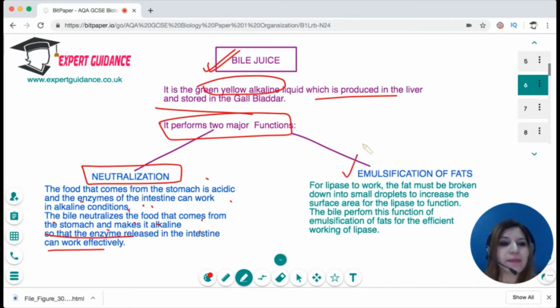Next is the emulsification of fats. For lipase to work, the fat must be broken down into smaller droplets to increase the surface area for the lipase to function. The bile performs this function of emulsification of fat for the efficient working of the lipase.